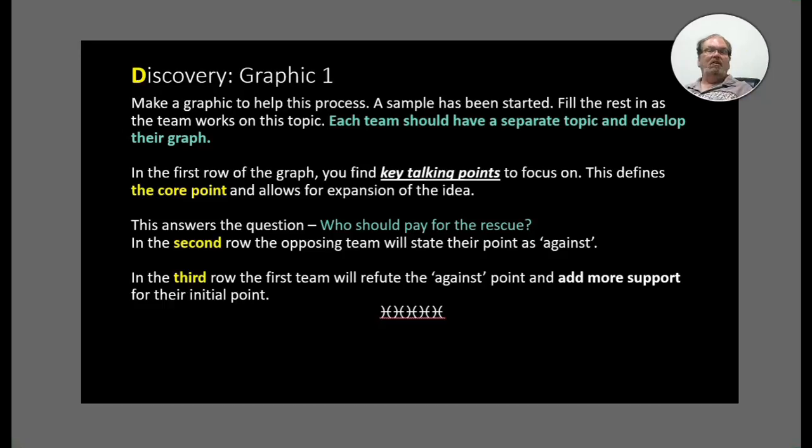And then you can expand it. Who should pay for the rescue? The second row, the opposing team will state their against. The third, team A will say, we disagree with that statement because, and give a little bit. You have 1 minute. So you want to start practicing, and then give your own statement and reasons.